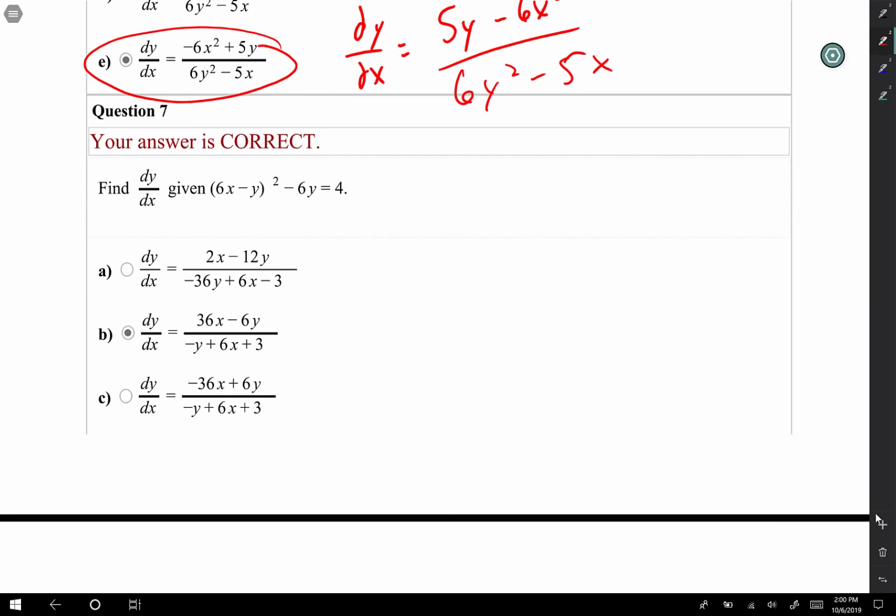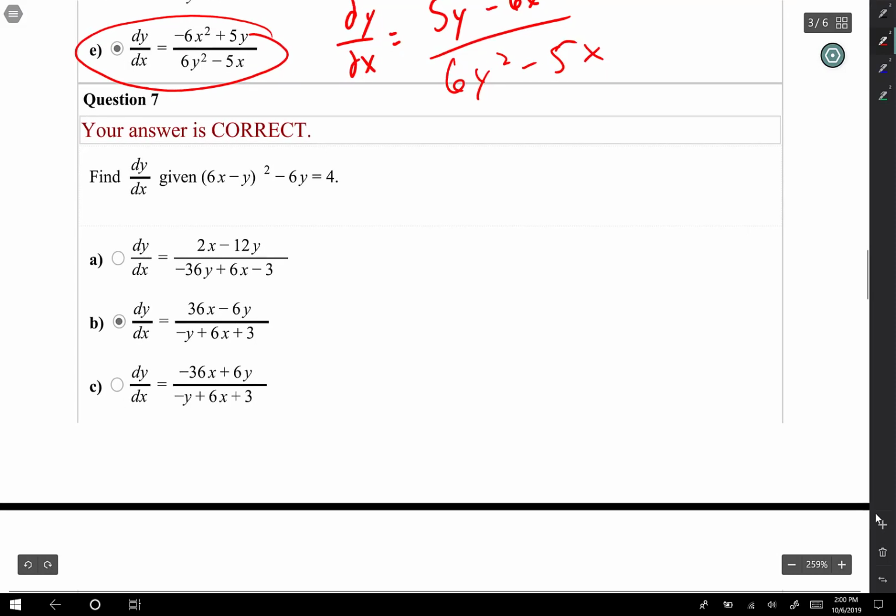All right. dy/dx, and I have this expression, (6x minus y) raised to the power 2, minus 6y equals 4. Again, we're doing the exact same thing, guys. I'm going to move the 2 to the front. So 2, leave the inside alone, (6x minus y) raised to the power 1. We don't have to write it in there. And we're not done yet. Ooh, I almost made a mistake. Times the derivative of the inside, (6 minus dy/dx). Close it.